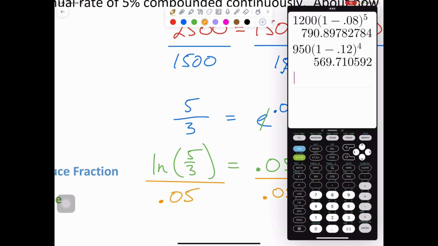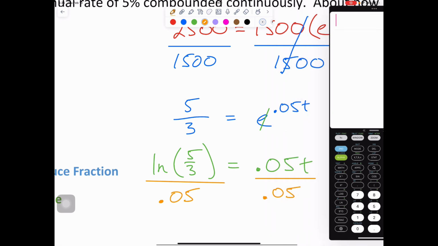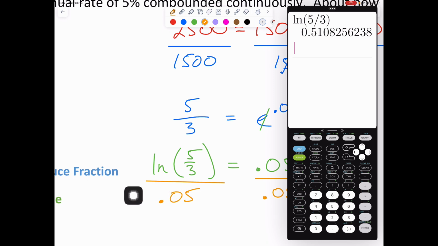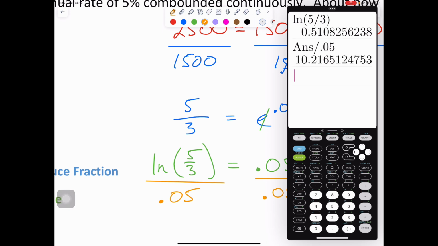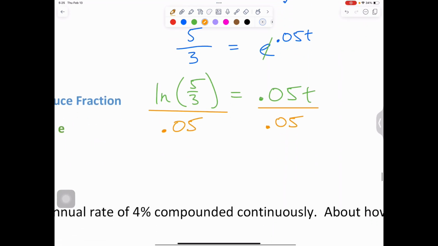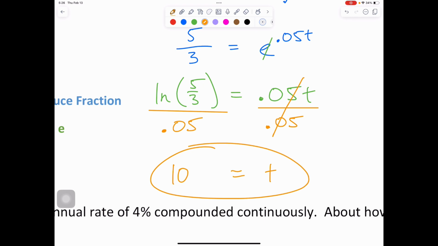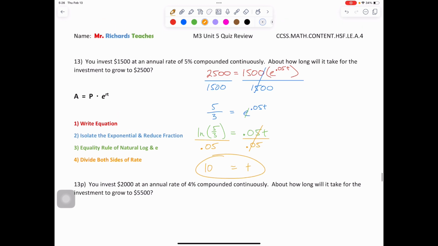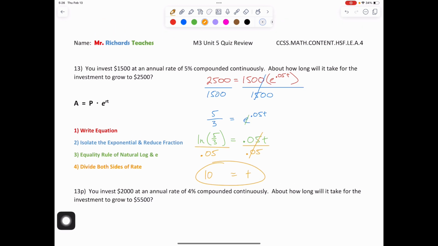We need to go to the calculator. Let's put in our natural log, ln. So there it is again. We will do 5 divided by 3. Hit enter. Divide that by 0.05. Hit enter again. What do we get? 10.21. We can't go up. We're only looking for years. 10 equals our time. Go ahead and circle your answer, and feel free to jot down your practice problem right here.